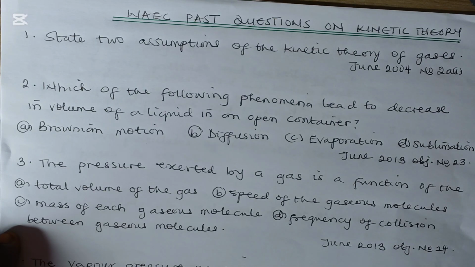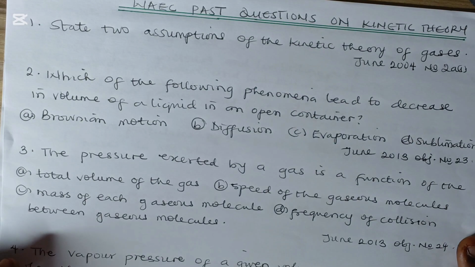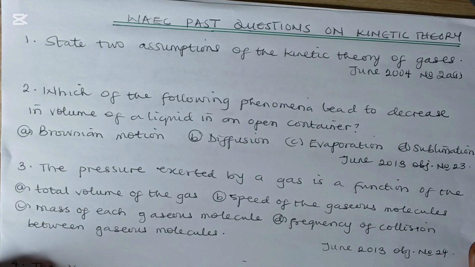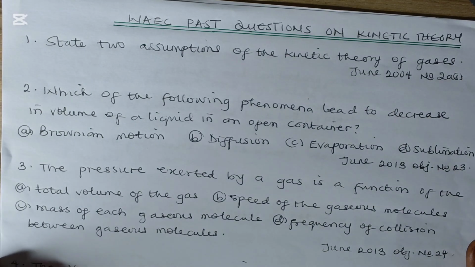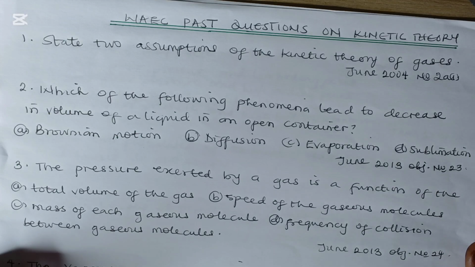Now, welcome back to the past question revision class on the kinetic theory of matter. The first question here is extracted from June 2004, number 2. State 2 assumptions of the kinetic theory of gases. We all know that. The first one, gas molecules move randomly in straight lines colliding with one another and with the walls of the container.